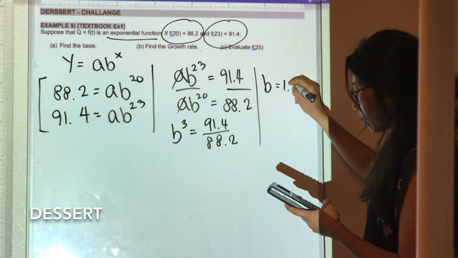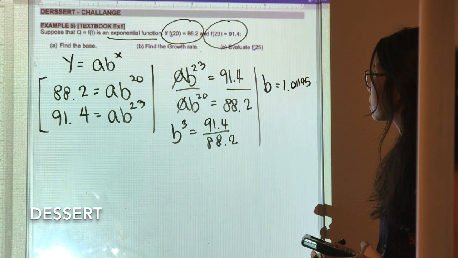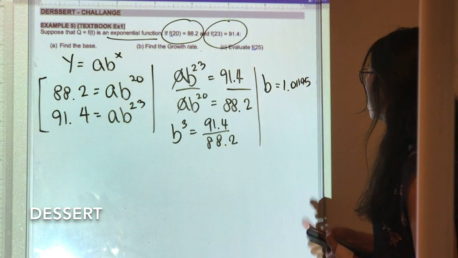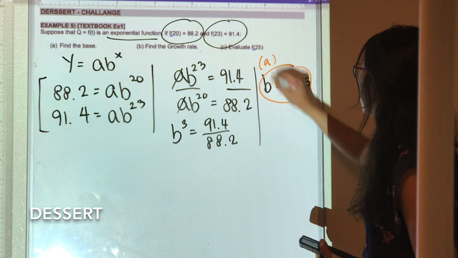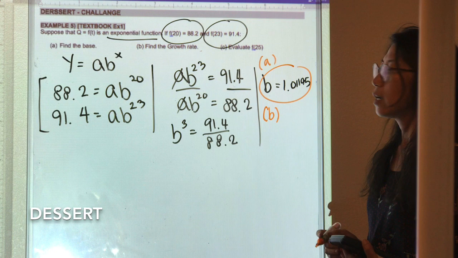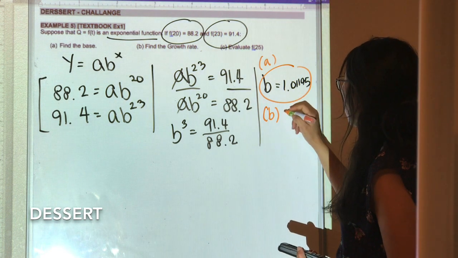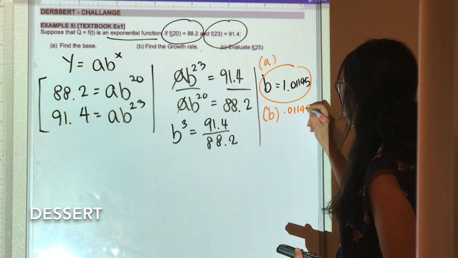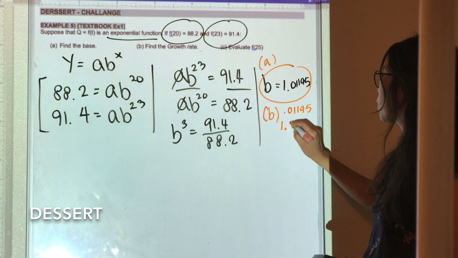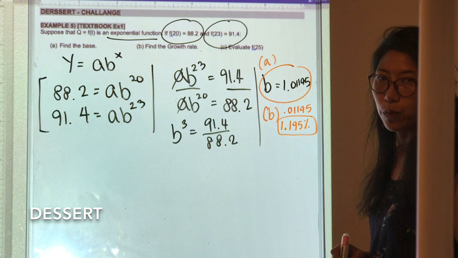I got 1.01195. So my base will be 1.01195. Then be careful, I want to find the growth rate. The growth rate will be 0.01195, because the original 100% is increasing by about 1.195%. So this is going to be your growth rate.